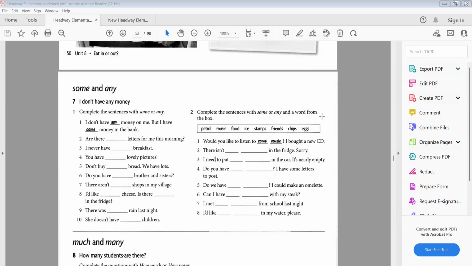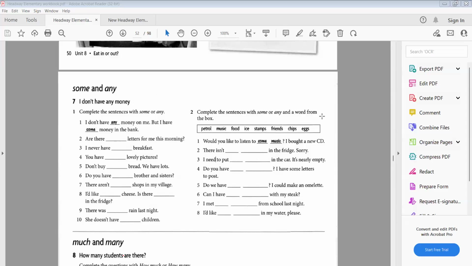It's nearly empty. Do you have any stamps? I have some letters to post. Do we have any eggs? I could make an omelette. Can I have some chips with my steak? I met some friends from school last night. Last but not least, number 8: I would like some ice in my water, please.